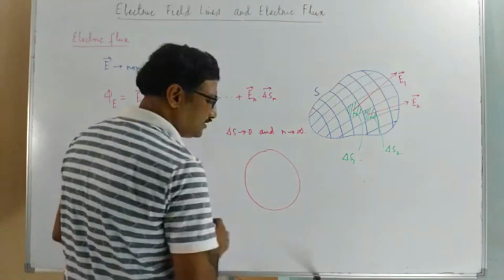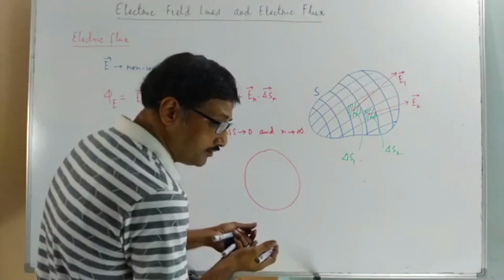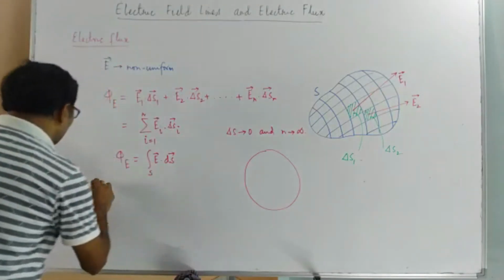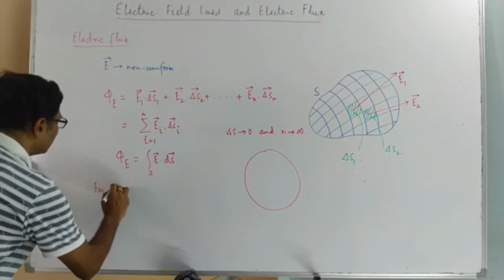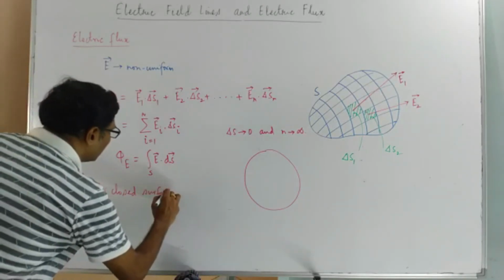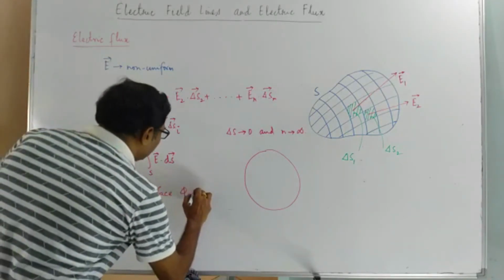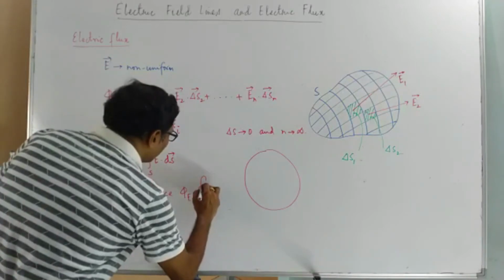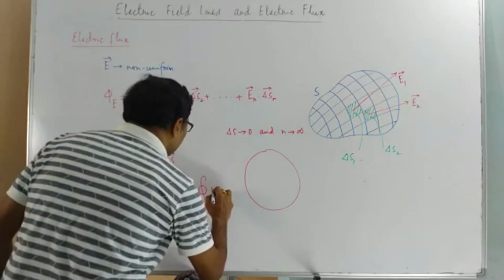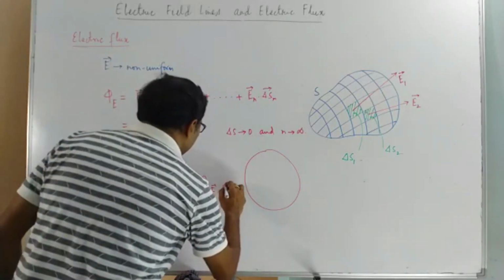If we consider some closed surface, for example the surface of a ball, then this is a closed surface. In that case, for a closed surface, phi is written as a closed surface integration, represented like this, of E dot dS.